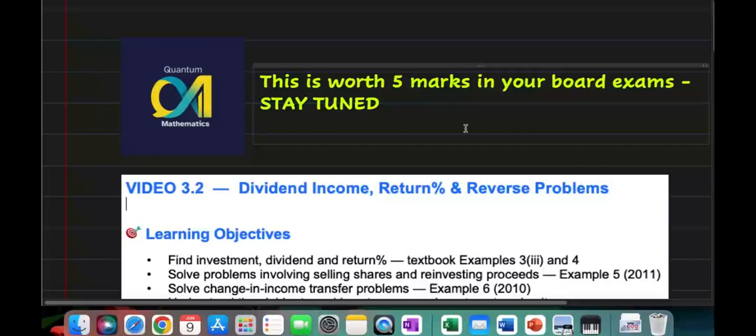Two people invest 12,000 each in shares. One earns 900, the other earns 1200. Same money, different return. Why? Because return depends on market value, not just dividend rate. In the next 22 minutes, I'll show you exactly how to calculate this, and we will solve some examples from the textbook.